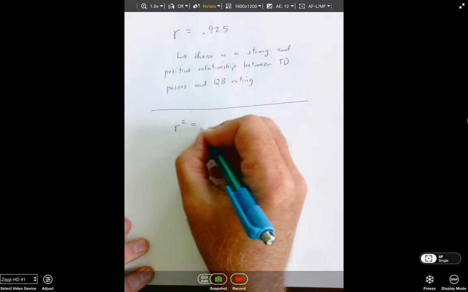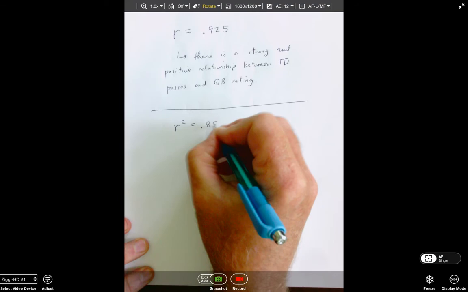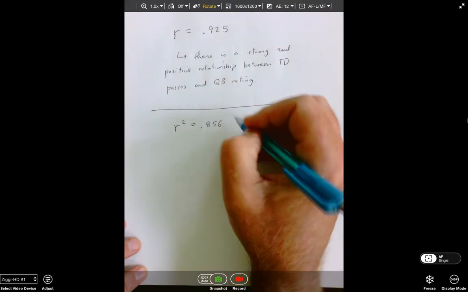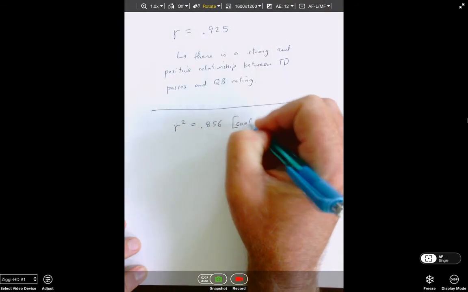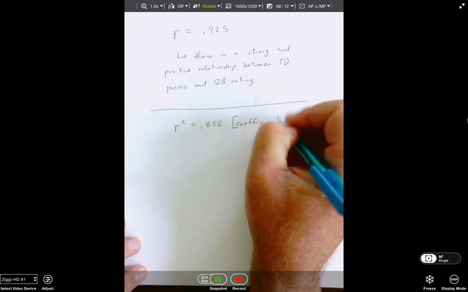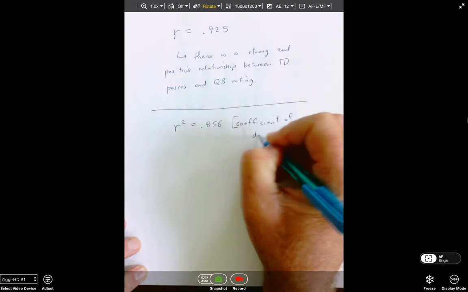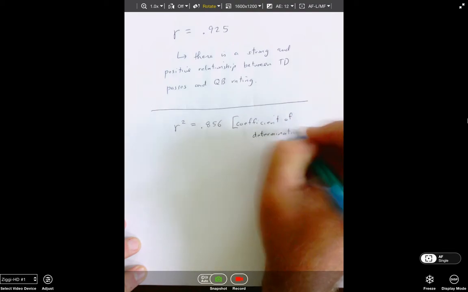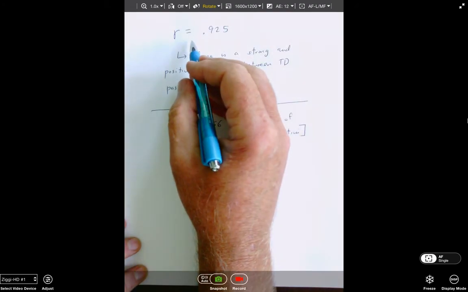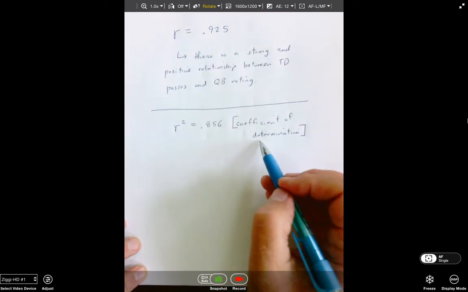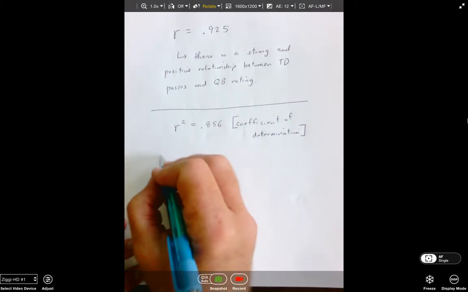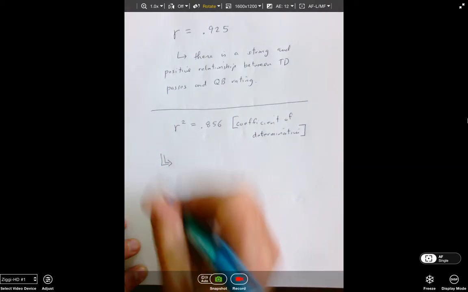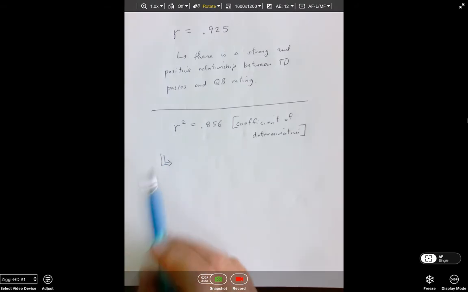What's R squared tell us? Again, what's this R squared? It's called the coefficient of determination. What's the R? It's the correlation coefficient. Coefficient of determination. This tells us, this is one of the most important measures that we can get when we look at the relationship between an X and a Y.